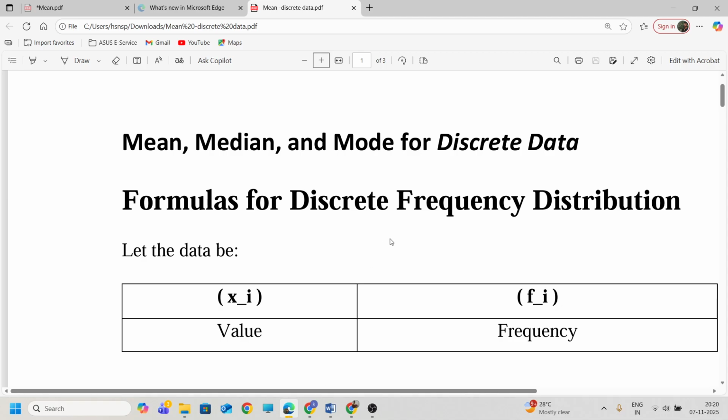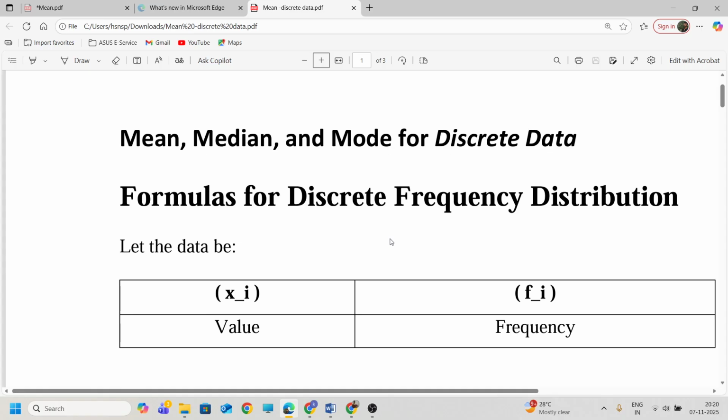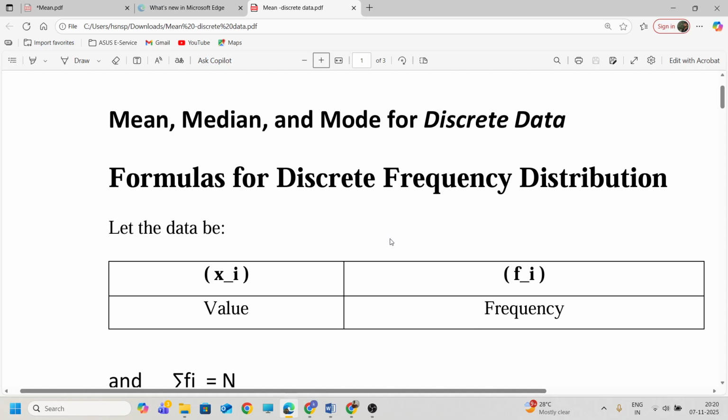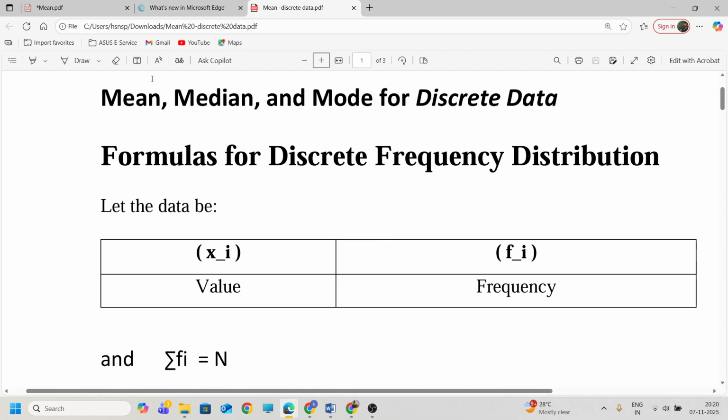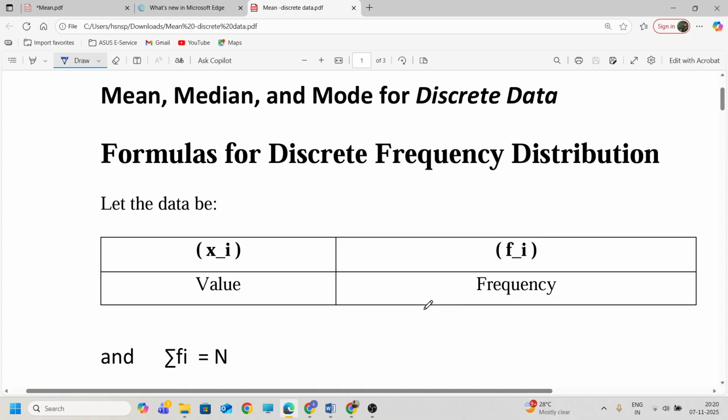Hi everyone. Today we are going to see mean, median, mode for discrete data. What is discrete data? Discrete data is data with frequency. Actually, x is the data, f is the frequency here.